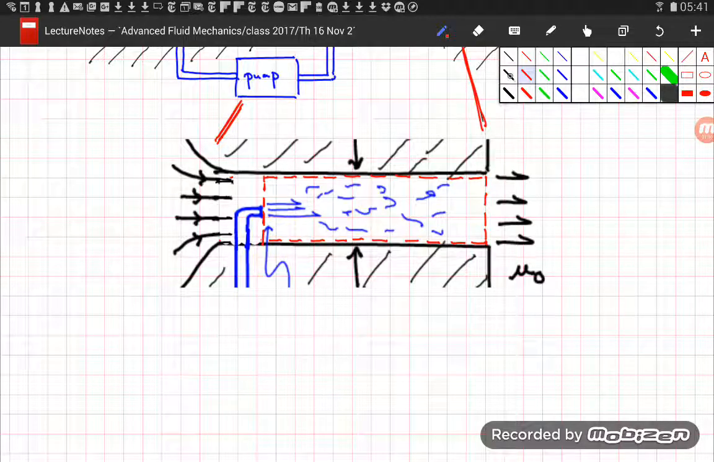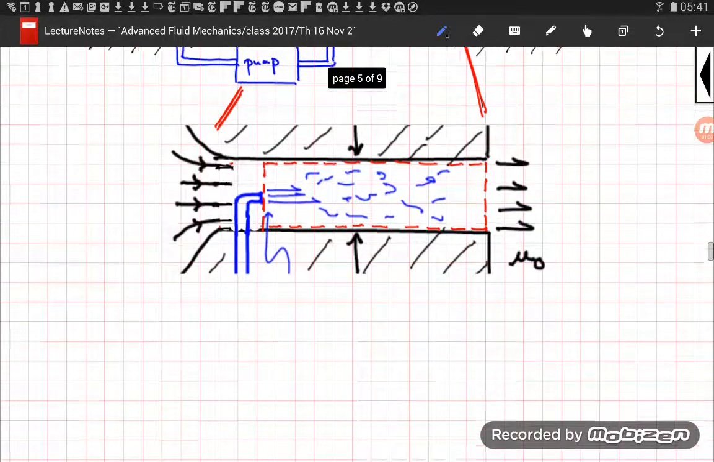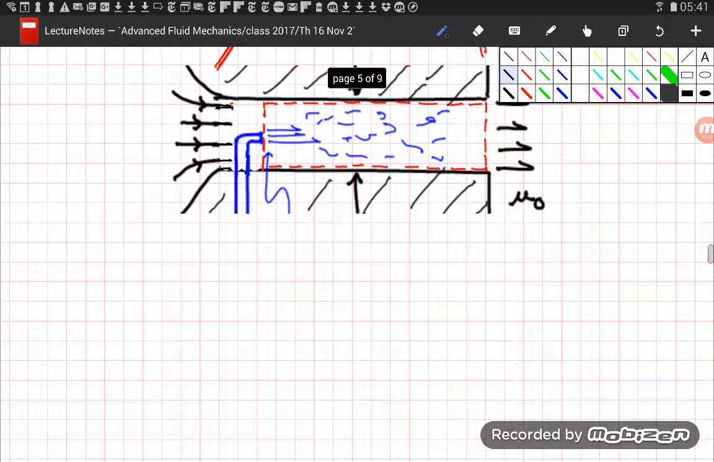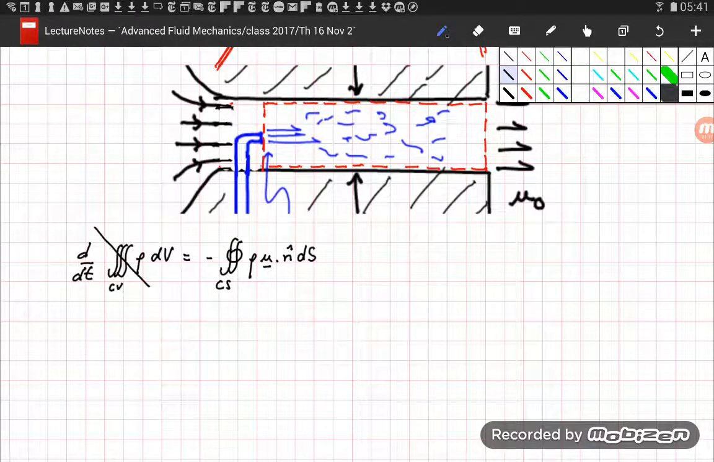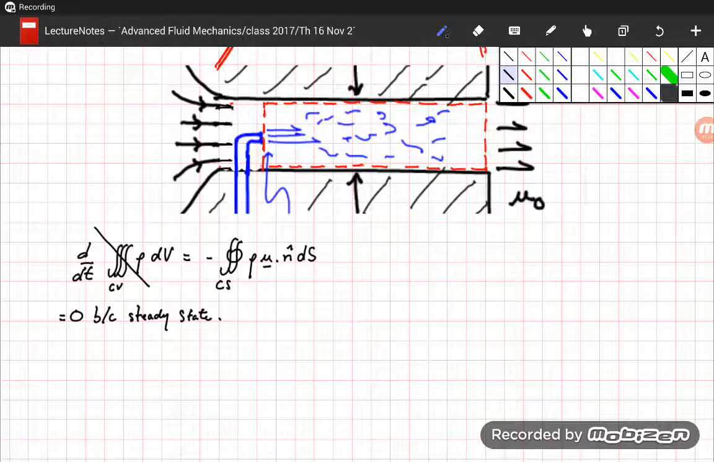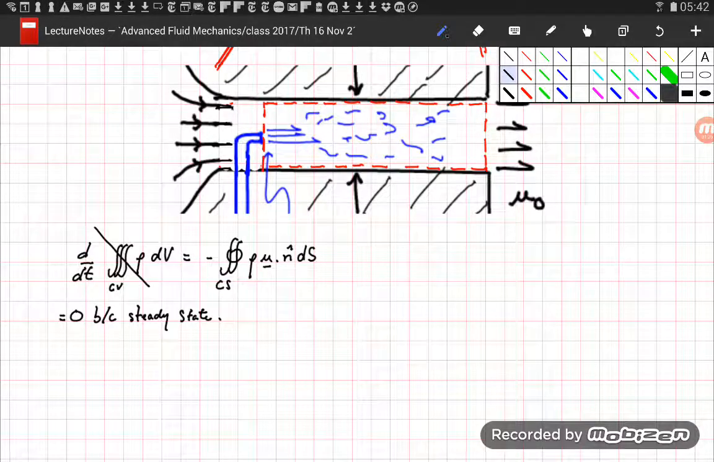So because this is quite a classic problem, I will go quickly over the solution. First you write mass conservation, and because we assume steady state, the left hand side is equal to 0. And now when you look at the mass flow rate, since we assume the flow is incompressible, it's essentially the same as the volumetric flow rate coming out of the control surface.